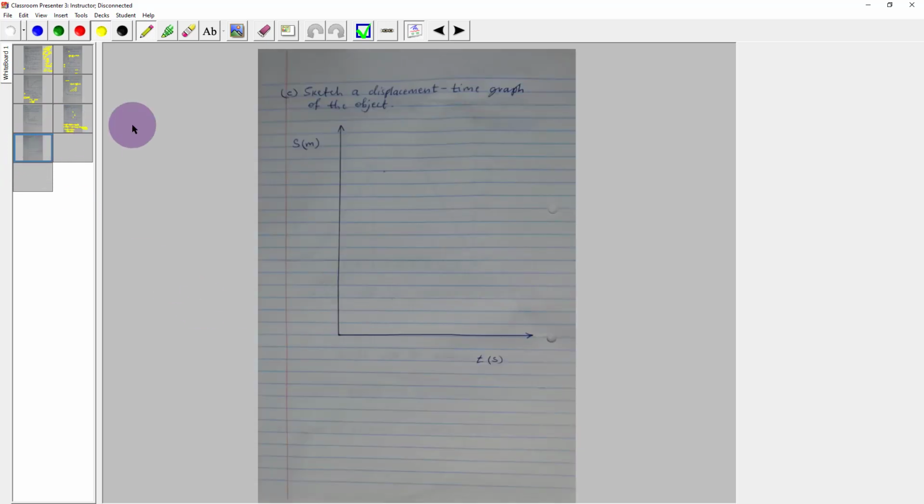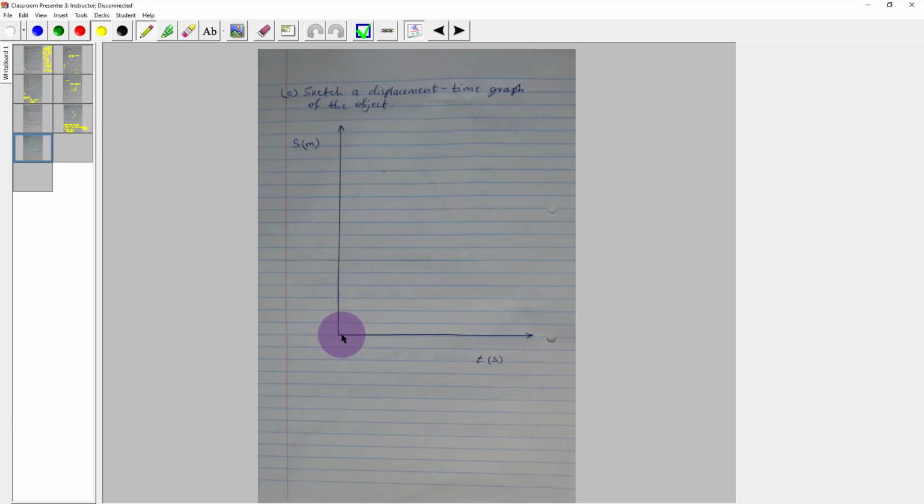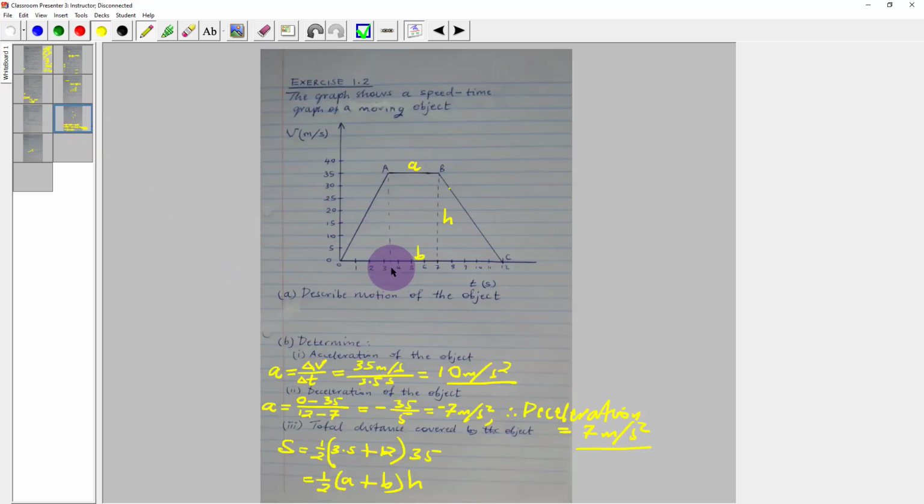The next question is to try and extract a displacement time graph for the object. This object, which is moving like this. So initially, it's starting with a velocity 0, then it accelerates to some velocity 35 meters per second. So how would we show acceleration on a displacement time graph? So initially the velocity is 0, so it accelerates like that. So after a certain time, which is 3.5 seconds, it maintains constant velocity.